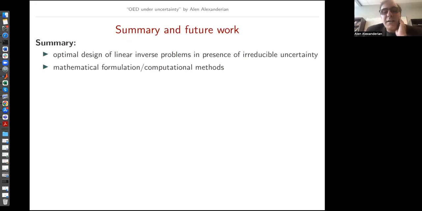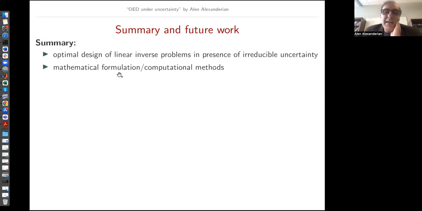So I discussed optimal design of linear inverse problems in the presence of irreducible uncertainty. Let's remember that this is a type of uncertainty that you cannot reduce by parameter estimation at the point where you're considering the inverse problem. It could be some aleatoric uncertainty that you can never reduce anyway, or it could be some epistemic uncertainty that possibly you have reduced before or not, but at the point of solving the inverse problem, we're just stuck with that. So I call it irreducible.